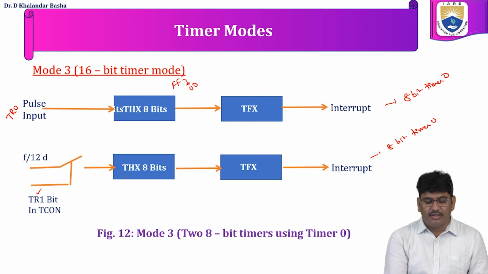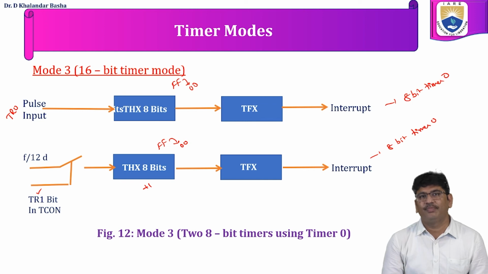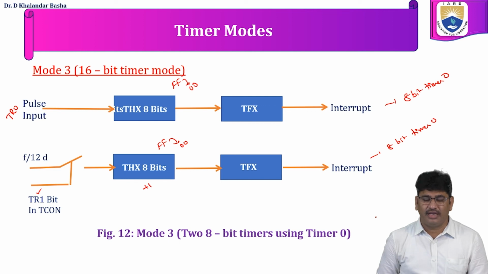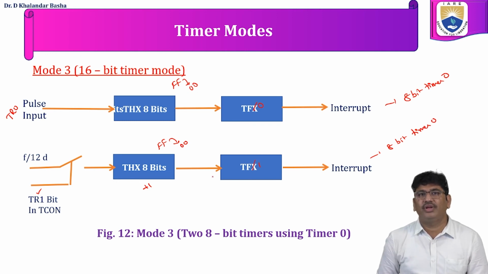mode. So whenever this pulse occurs, then the THX will be incremented. Whenever the maximum count is reached, for the next pulse it will be rolled back to 00. Whenever the count is rolled back from the maximum value to 00, it will generate an overflow on TF0, which will cause us to generate an interrupt. So in this case, TF0 is used for the first 8-bit timer, whereas for the second 8-bit timer, even though it is timer 0, it will be generated on TF1 if we configure mode 3 for timer 0.